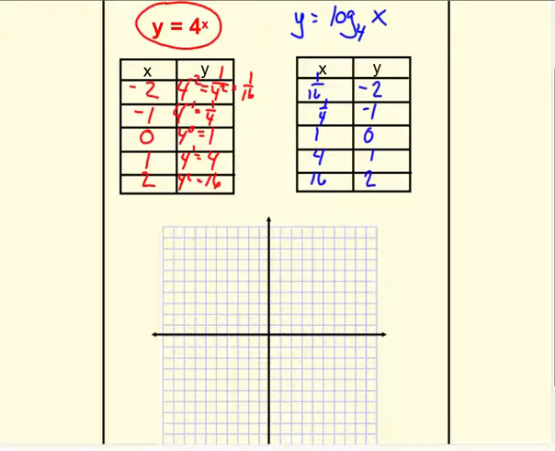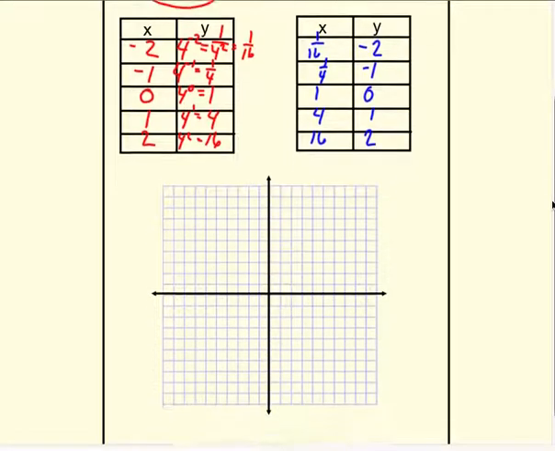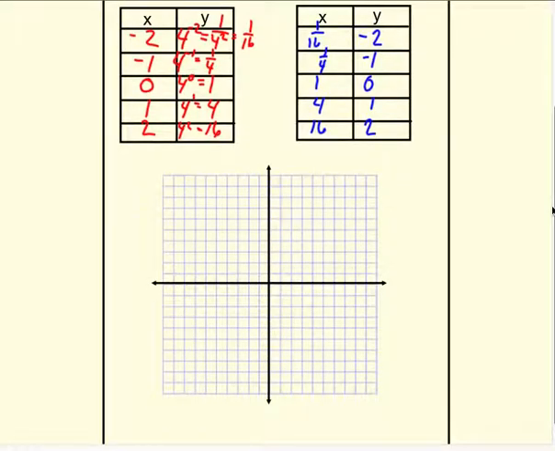All right, so we're going to plot these two on the graph, and then we'll talk about domain and range. So my 4 to the x power, we start at negative 2 and go up 1/16. And of course my calibration is off as usual. Negative 1, 1/4. 0, 1. 1/4.